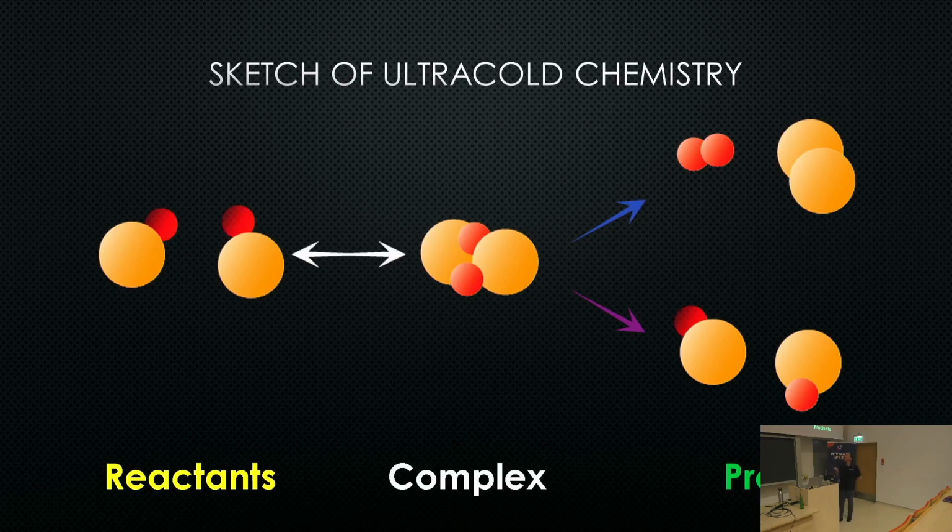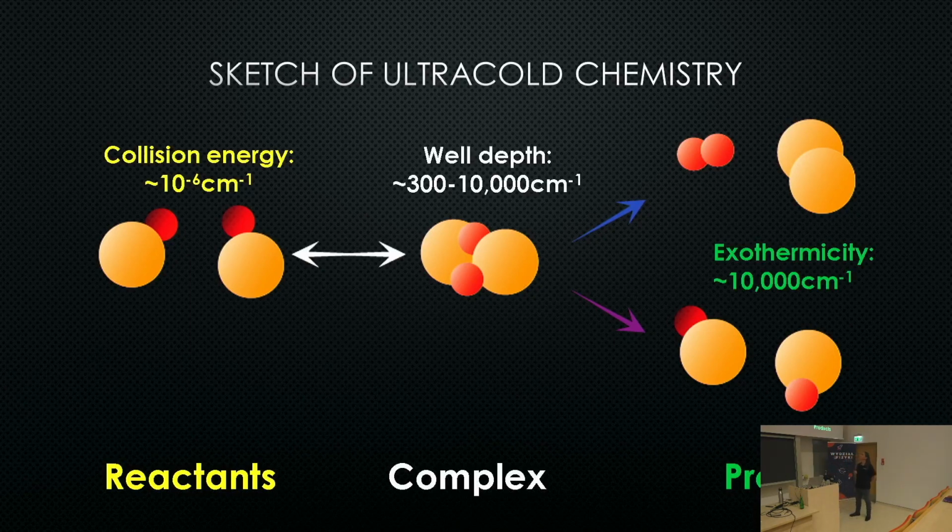So just to set some scales, maybe why ultracold chemistry is a very strange kind of chemistry. Again, I keep trying to make friends with chemists, so wave numbers. Multiply by 30 gigahertz if you need. So our collision energies are micro wave numbers, right? The well depth, depending on which potential wells you're looking at, we'll be looking at a couple of different ones, anywhere from 300 to 10,000 wave numbers. And the energy that can be released by different reaction channels, again, is on the scale of 10,000 wave numbers. Okay? So really odd separations of scales going on here.